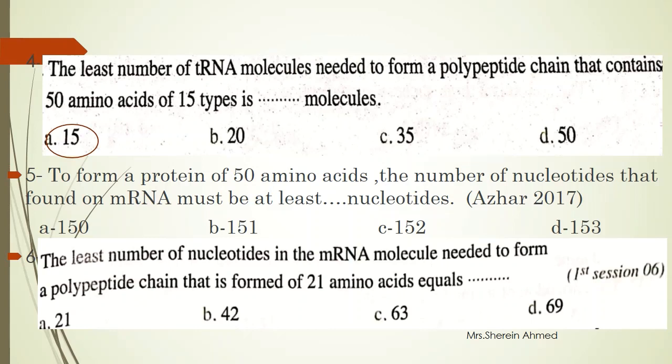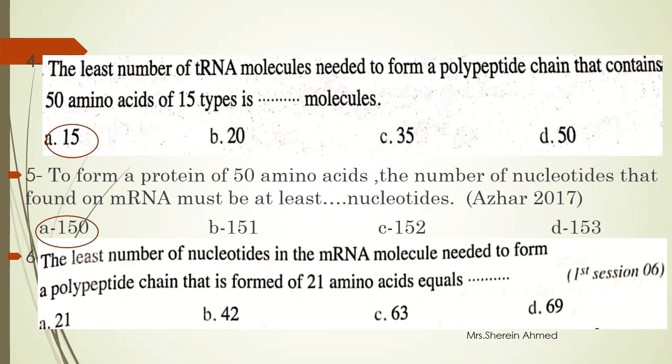To form a protein of 50 amino acids, the number of nucleotides found on the messenger RNA must be at least... When he mentions the words "at least," that means he is not counting the stop codon. Okay, pay attention. If he mentioned "at least," you will not count the stop codon. So there are 50 amino acids, that means 50 times 3.